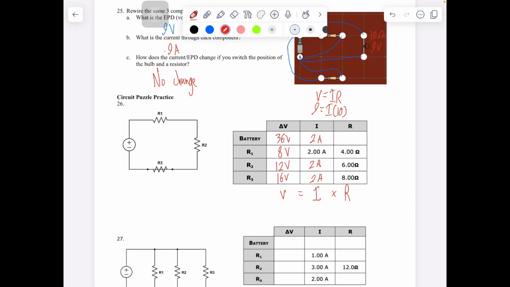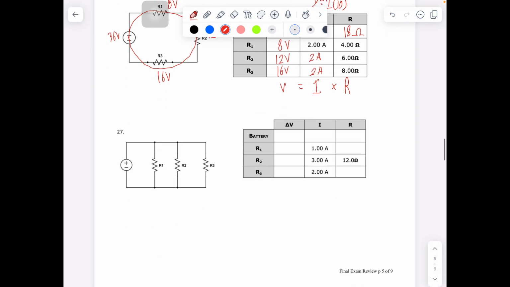Why are we able to do this? Well, it's a series circuit, sure, but let's dive a little deeper. If we draw one loop, the amount we drop in that loop must be the amount of the battery. We drop 8 here. We drop 12 here. We drop 16 here. Add those up, you get the voltage of the battery. Okay. Now, 36 divided by 2, 18 for our resistance.